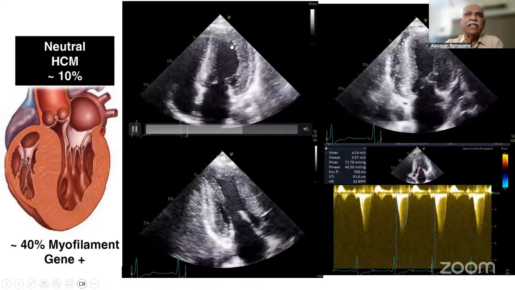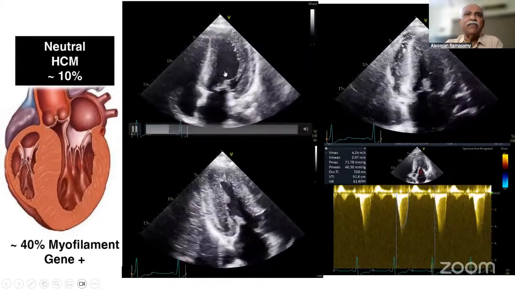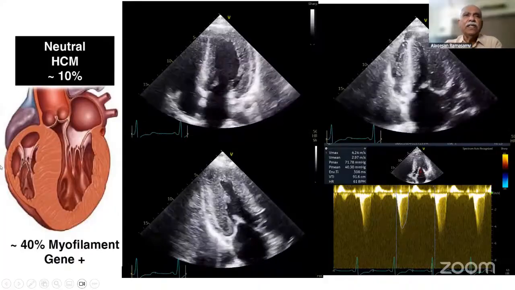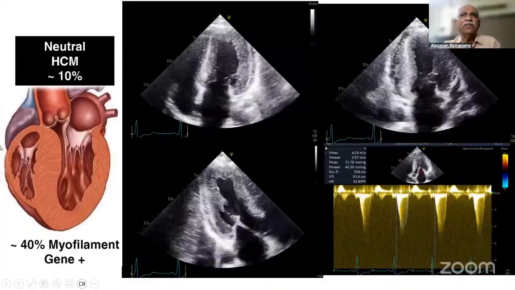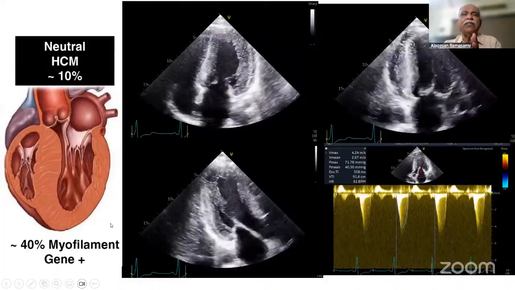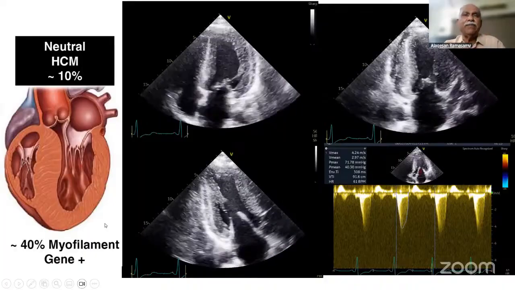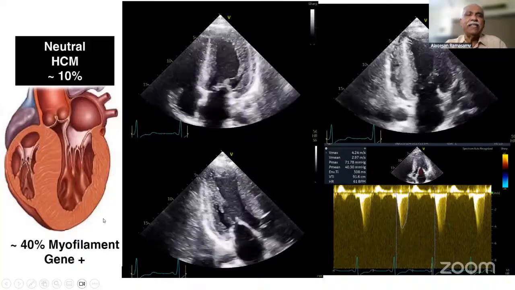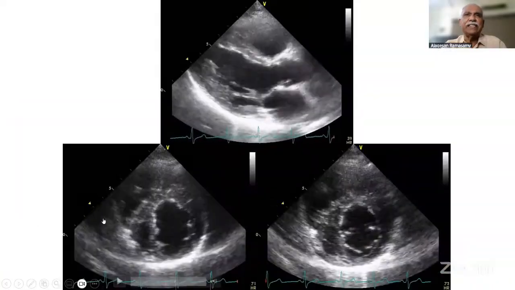And this is a neutral type. Again, this patient has got a left ventricular outflow obstruction, severe. So these types are useful only for identifying the type which is associated with genetic abnormalities. Some types are commonly associated with the genetic abnormalities, and if you want, you can do genetic studies.